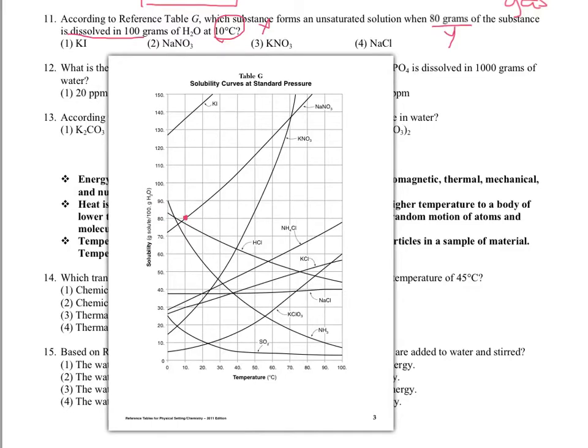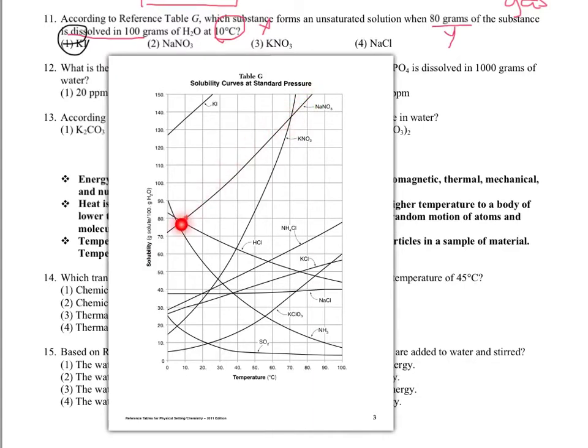So potassium chloride is found here. Notice that the dot is under the line of interest. So this is an unsaturated solution for potassium chloride. Now, sodium nitrate, this line is exactly corresponding with the dot for sodium nitrate. So when the dot sits on the line, it is saturated.